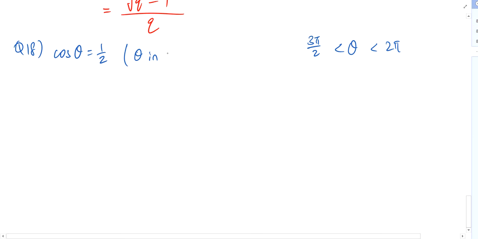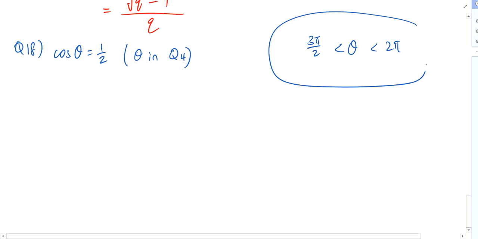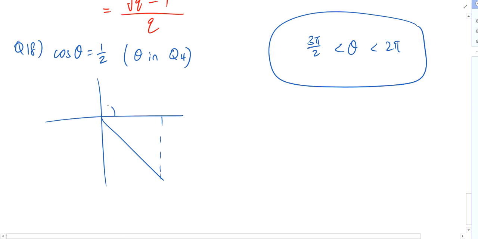Are we working with degrees or radian? Look at this in the question. They say theta between 3 pi over 2 and 2 pi, so it must be a radian question. So find the value of cosine theta minus sine theta, blah blah blah. Okay, let us create our triangle in the correct quadrant. So in the 4th quadrant, here I've got theta.